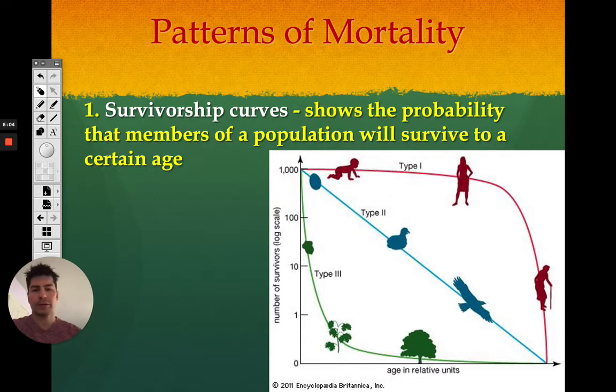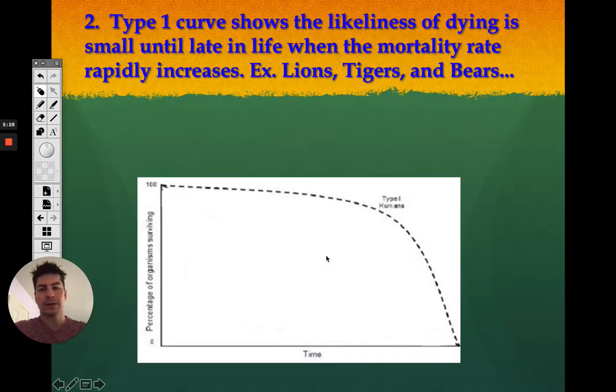All right, we're going to go over the survivorship curves now. We're going to think of all different types of organisms for these. So we're going to have 3 different curves: type 1, type 2, and type 3. If you look, type 1, humans are on there, so we'll talk about us. Type 2, these are things like birds. Type 3, we got trees and some other organisms on there. So let me go over each one of them for you.